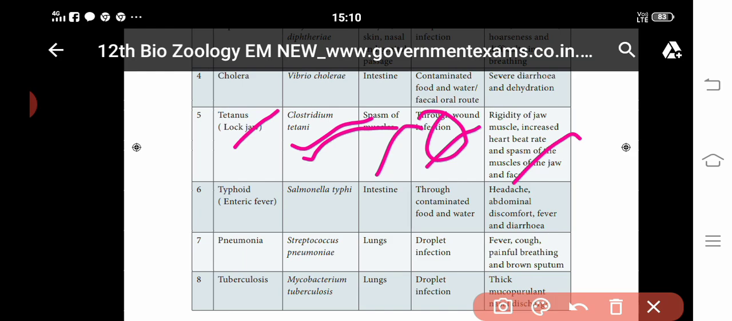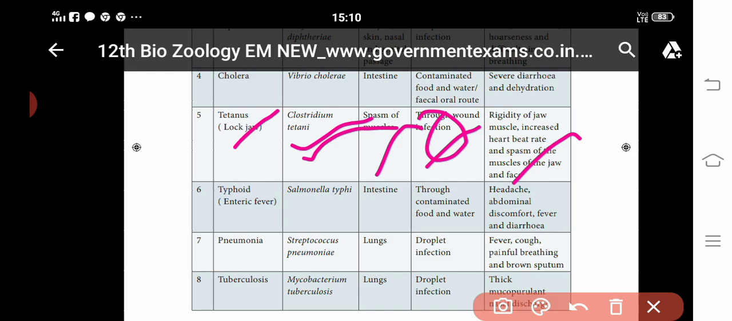Children should be vaccinated periodically against tetanus. Children with wounds should not be allowed to play in soil. So that is the spasms of the muscles. Which part is affected? Spasms of the muscles. So it is transmitted through wound infections.